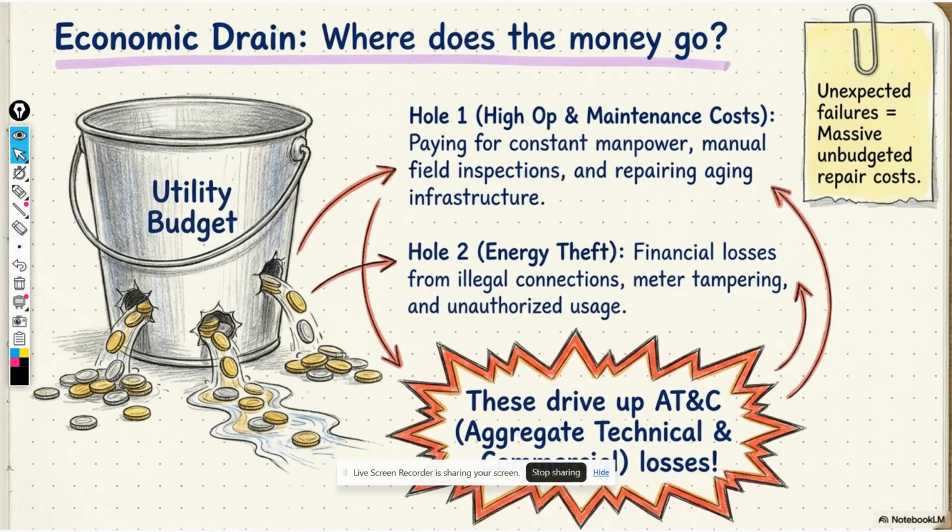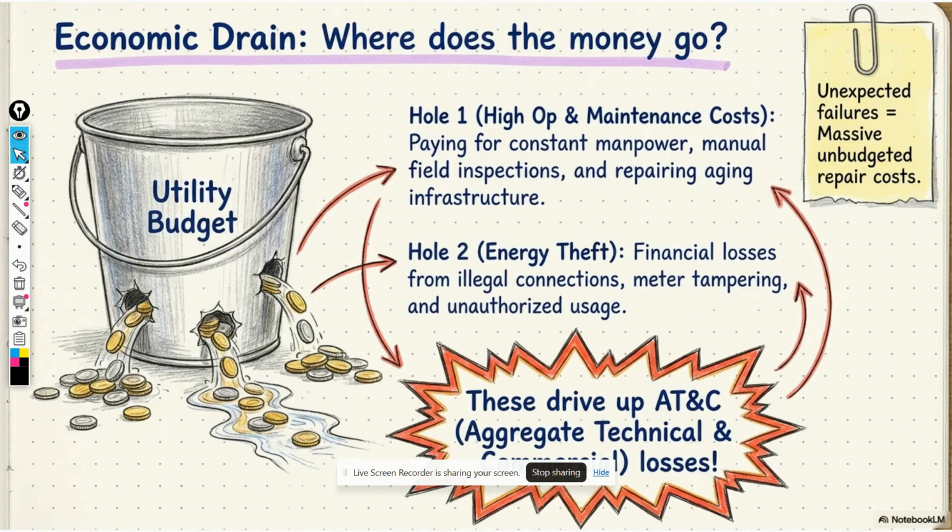Now you can think about online banking. Earlier we had to visit the bank for every transaction. Today we transfer money using UPI or mobile banking within seconds. Banks have reduced paperwork, manpower, and operational costs through digital technology. Similarly, smart grid reduces operational cost by digitizing the power system.